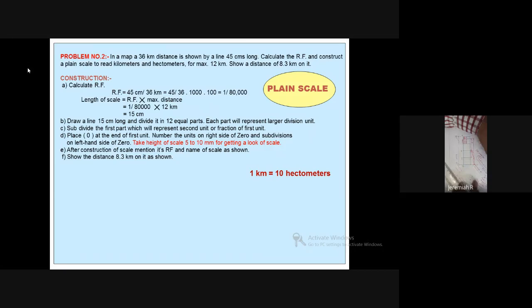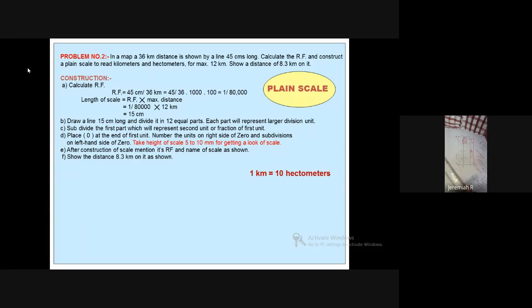What is the representative factor? The distance on the drawing divided by the distance of the object. That's the representative factor. The distance on the drawing is given as 45 centimeter. The actual size of the object is 36 kilometer. Dividing the two, what you got is 1 by 80,000. The representative factor you got is 1 by 80,000.